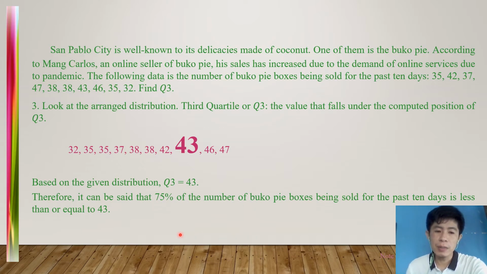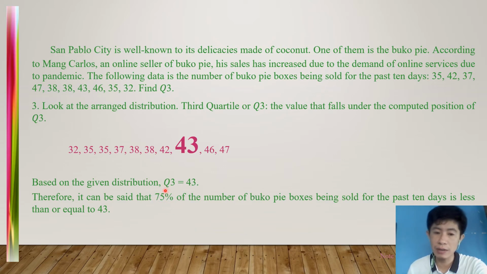Okay, so the most important part of solving these word problems is the interpretation. So what does 43 mean? What is 43 in that given set of numbers? So this is the interpretation. Therefore, it can be said that 75% of the number of buko pie boxes being sold for the past 10 days is less than or equal to 43. Since quartile 3 is converted into 75%.